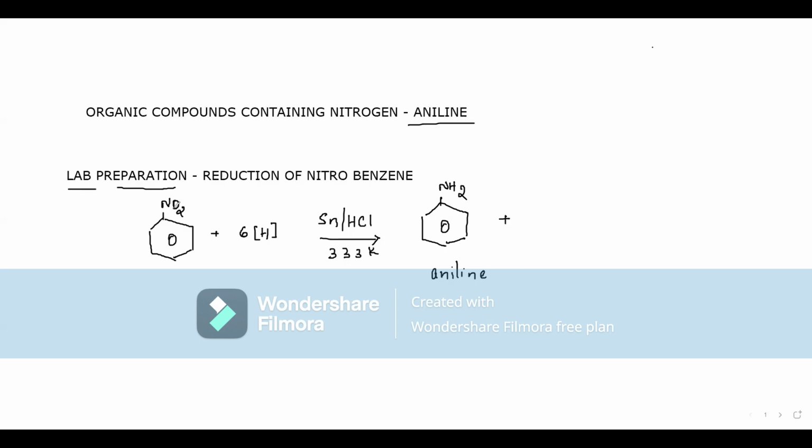And the oxygens which you have removed from NO2, those oxygens will combine with hydrogen to give you two molecules of water. Now, this is very similar to the reaction that we have studied in the beginning of organic compounds containing nitrogen, that is in part 1. Any nitro compound on reduction gives you the corresponding amino compound. So, primary amines are prepared by this method.